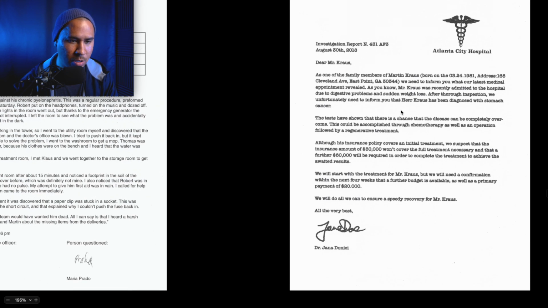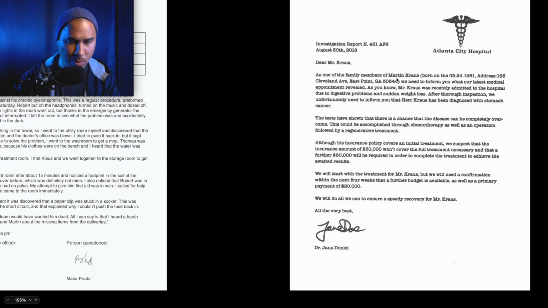Who is Herr Kraus? The tests have shown that there is a chance that the disease can be completely overcome. This could be accomplished through chemotherapy as well as an operation followed by regenerative treatment. Although his insurance policy covers an initial treatment, we suspect that the insurance amount of $50,000 won't cover the full treatment necessary and that a further $60,000 will be required in order to complete the treatment to achieve the awaited results. So this is Martin Kraus.